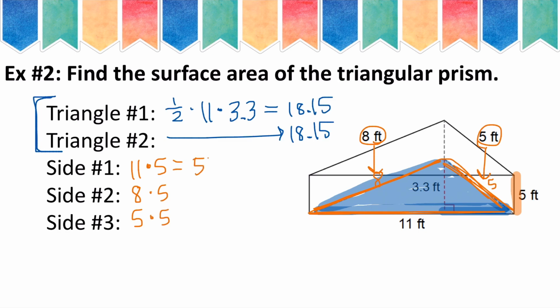So 11 times 5 is 55, 8 times 5 is 40, and 5 times 5 is 25. And now to find the total surface area, I'm going to add them all together. And I find that my total surface area is 156.3 feet squared.